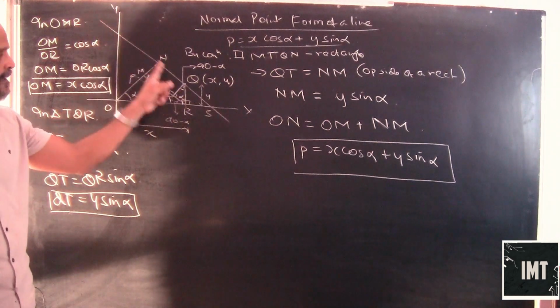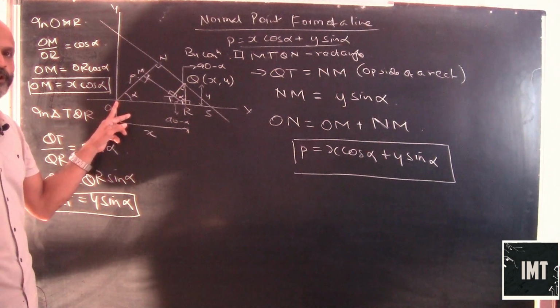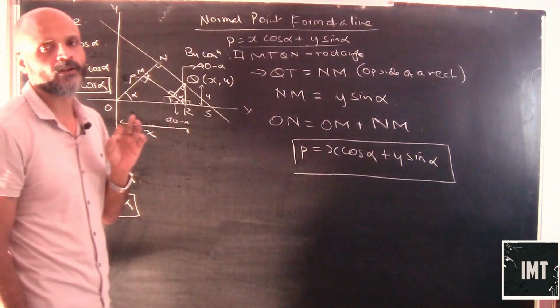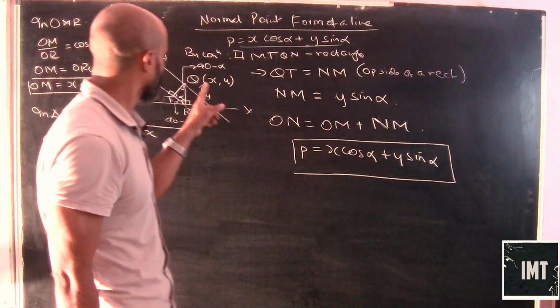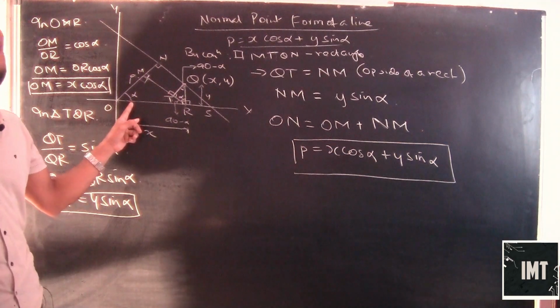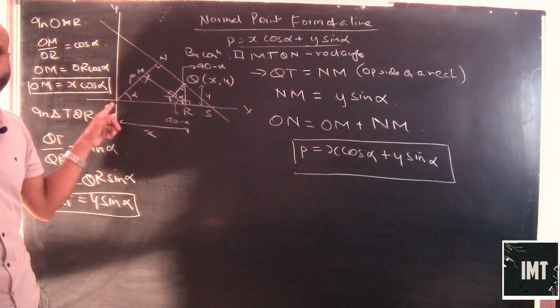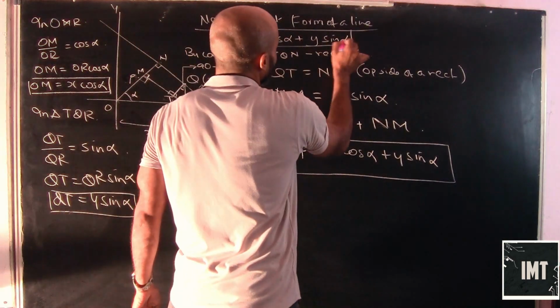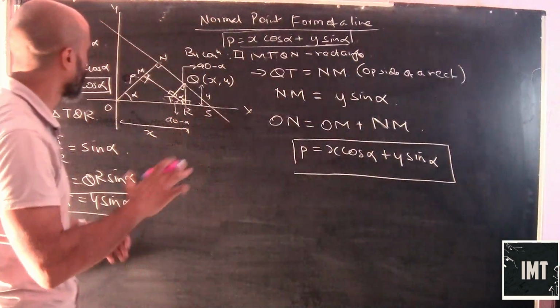Just to reiterate once again, this is basically a line. From the origin we are dropping a perpendicular to this line. The length of this perpendicular is p, and this perpendicular p is making an angle of alpha with the positive direction of the x axis. So in that case we can say that p is equal to x cos alpha plus y sin alpha. How do we prove this?